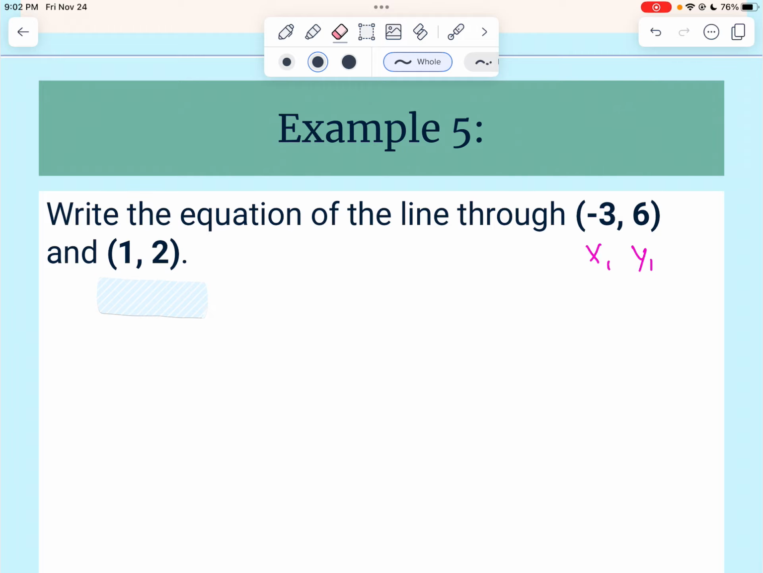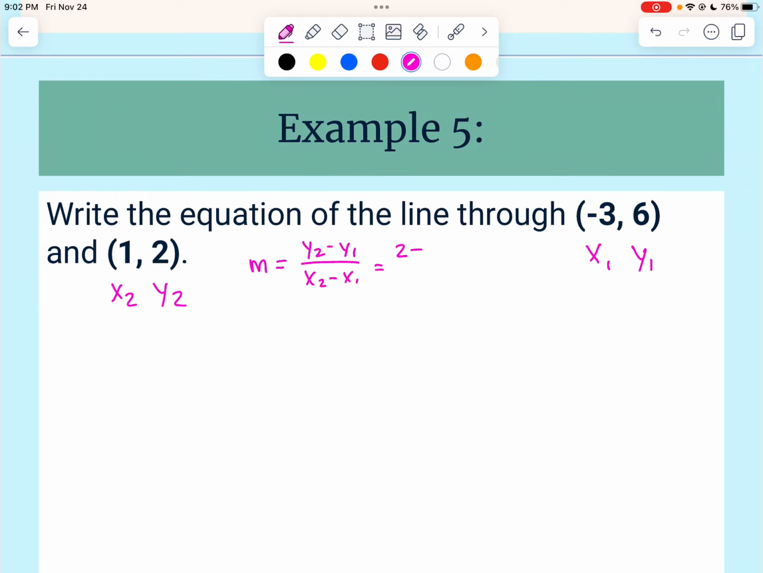So there's x1, y1, but now there's also x2, y2. My first x and y coordinate, my second x and y coordinate. I'm going to find the slope because I need to know that for point slope form. So my slope formula, as a reminder, is y2 minus y1 over x2 minus x1. All right, so we're just plugging stuff in.